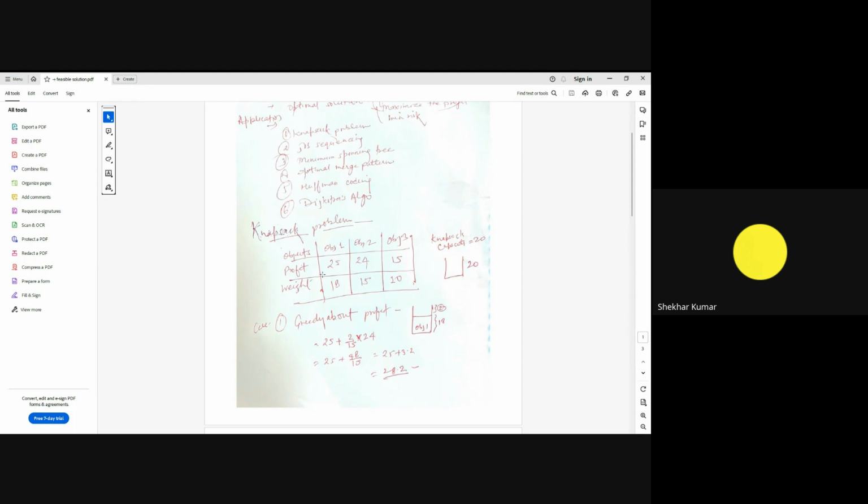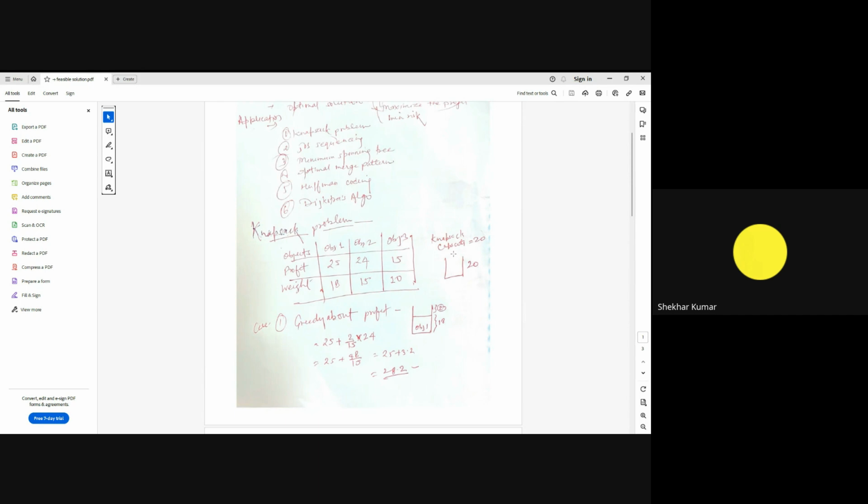In this problem, the knapsack capacity is 20. The knapsack is the bag or container that can store a maximum of 20. It can be kilograms, it can be anything. The maximum capacity of the knapsack is 20. So, the first approach, the first case. What should be the first case?